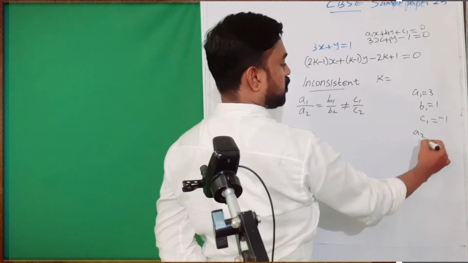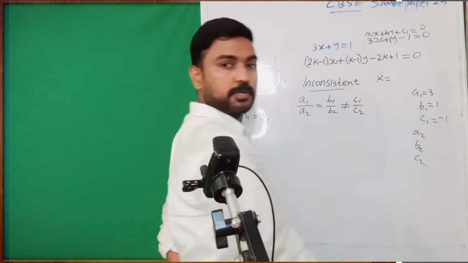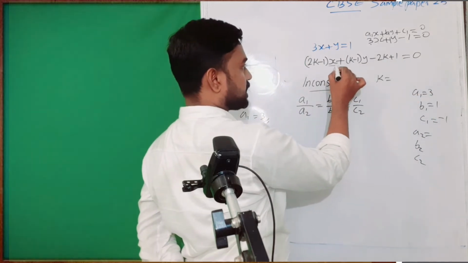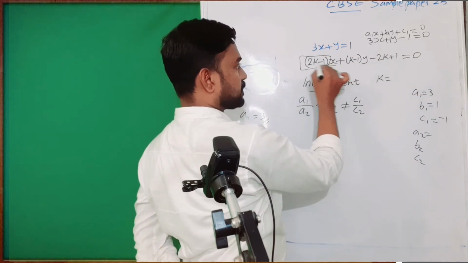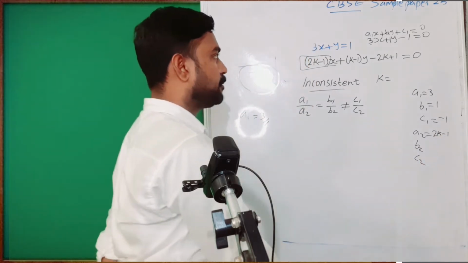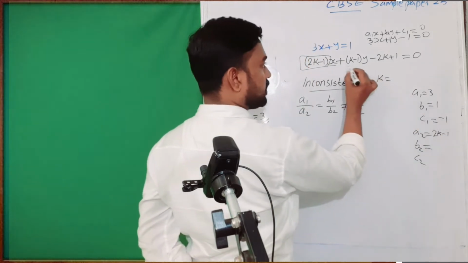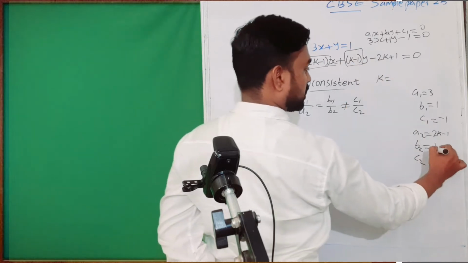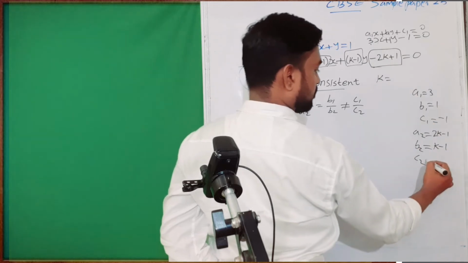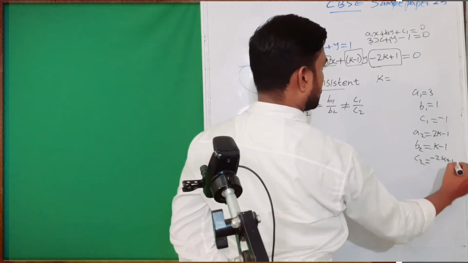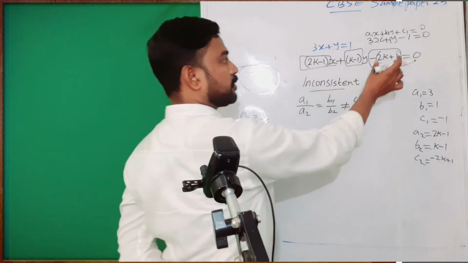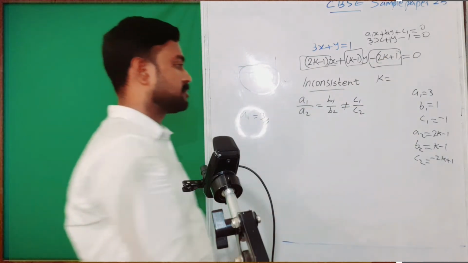Similarly, a2, b2, c2. What is a2? Second equation, nearest to x. What is the coefficient here? One expression is there, 2k minus 1. b2 is the coefficient of y, k minus 1. And c2 is minus of 2k plus 1. Sorry, minus of 2k plus 1. This all together we bring to the left side, so it will be minus of 2k plus 1.